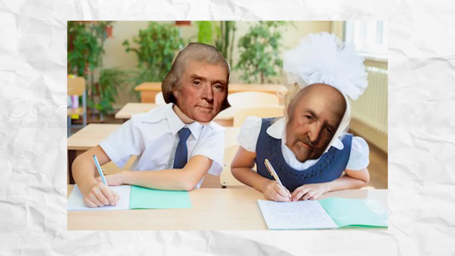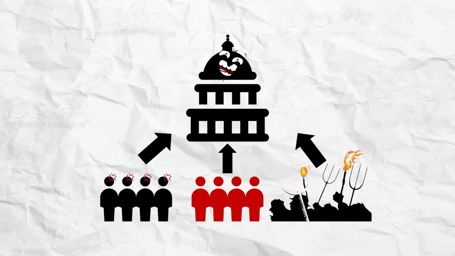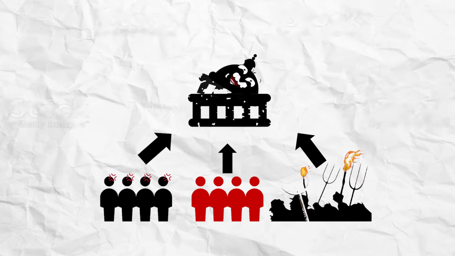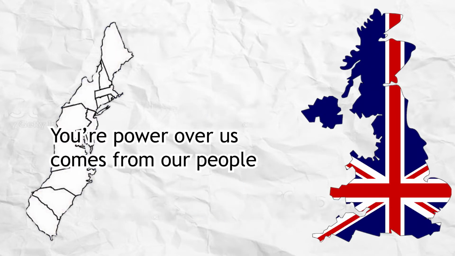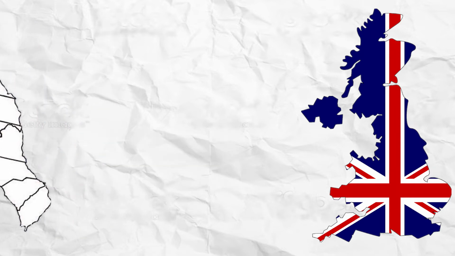Now, does that sound familiar? Jefferson referenced Thomas Hobbes' social contract, to which a government derives its power from the people. Without the consent of the governed, the government has no right to rule. All of this is why the colonies feel that it is within their jurisdiction to cut off ties with Britain.